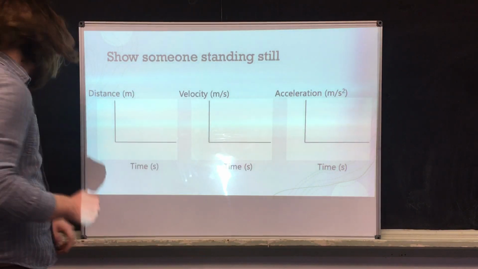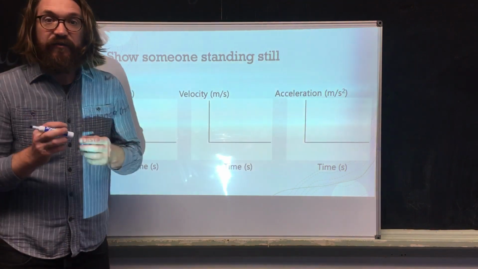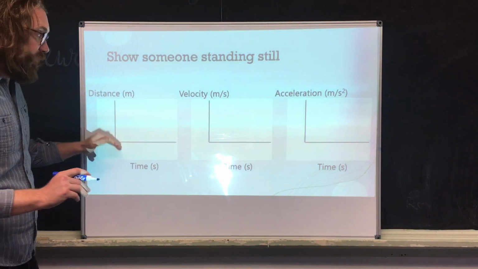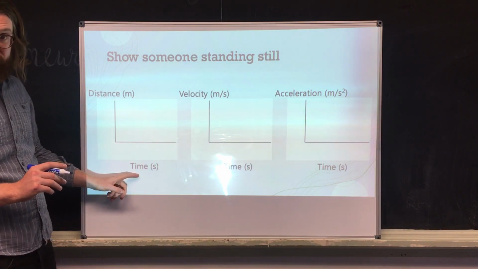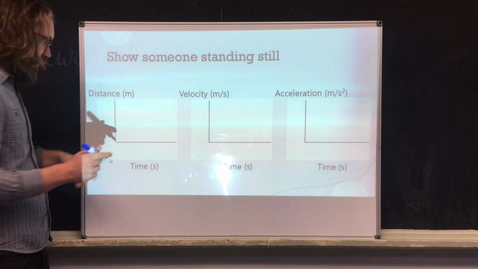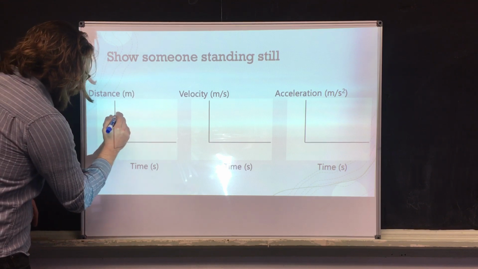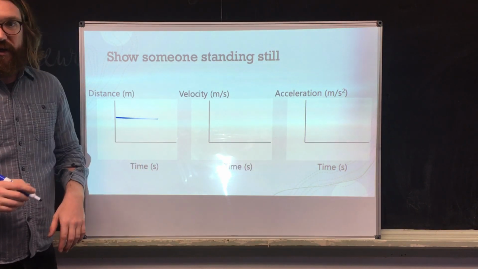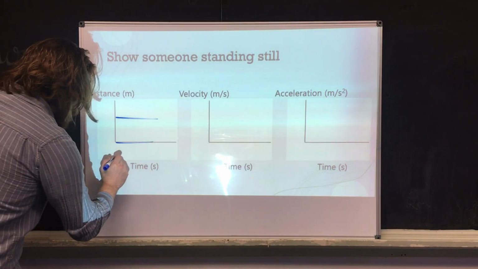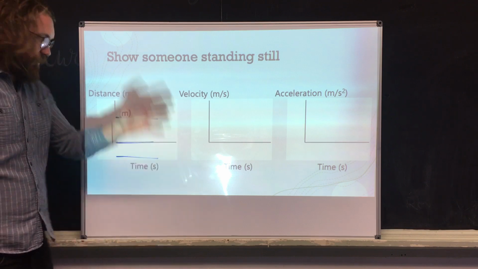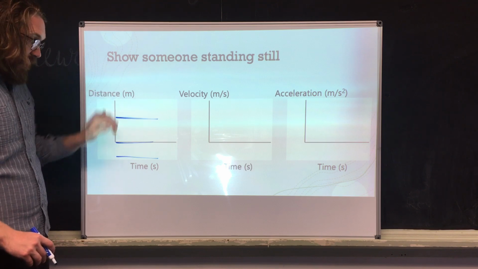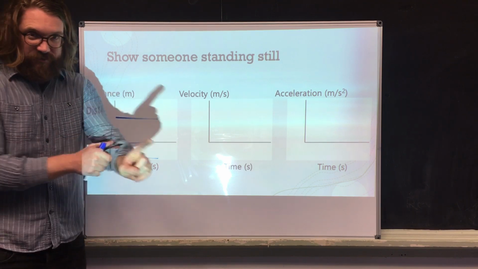All right, first one's easy. Somebody standing still. Okay, if you are standing still, that means your distance is not changing, right? You're not moving forwards or backwards. So here we have a distance graph. It's a distance graph because distance is on the y-axis. Distance is measured in meters, right? So if you're not moving, okay, that means your distance is staying the same. You could be in front of the starting position, you could be behind, you could be right at the starting position, or you could be below the starting position. Doesn't matter, okay? The thing is, if you're standing still, your distance is not going up or down. It's flat.